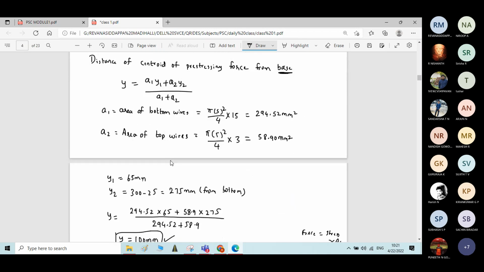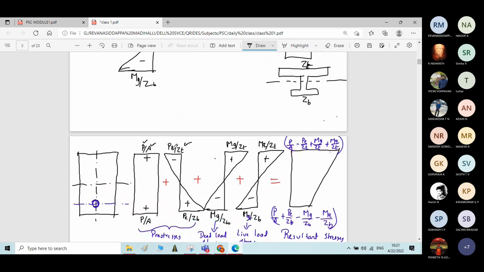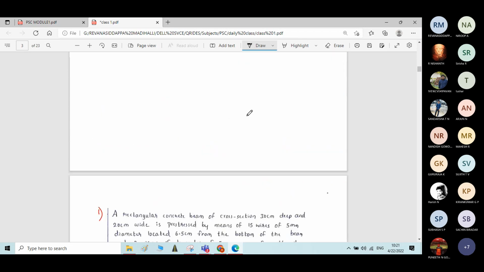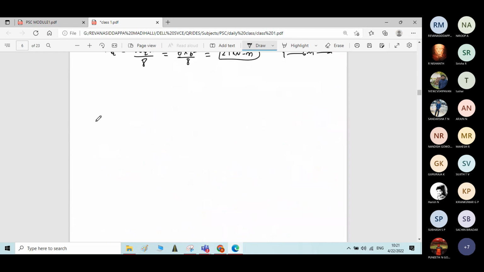Now all the required parameters to calculate the stresses are ready. Prestressing force, area, eccentricity, section modulus, moment due to dead load, moment due to live load, all are calculated. Just calculate the stresses directly using the formula P by A, Pe by Z, Mg by Z, and Mq by Z. Now I will calculate one by one. First, direct stress due to prestress, which is P by A.